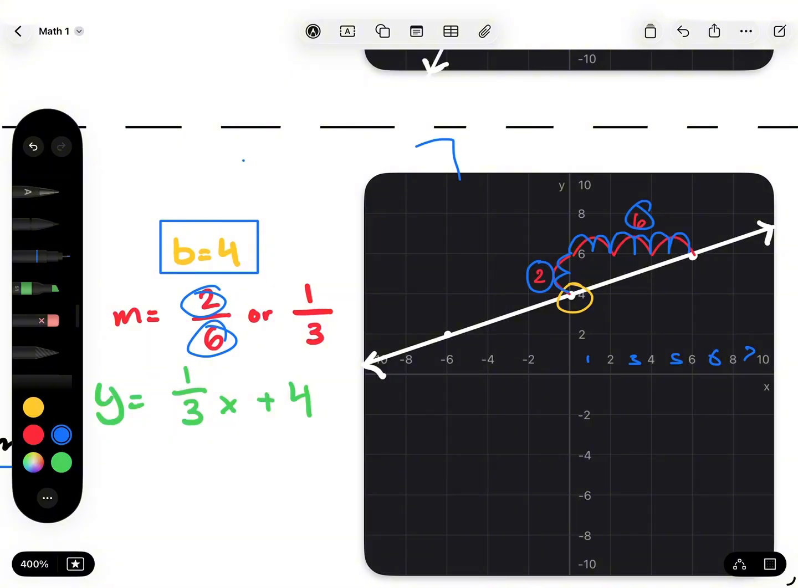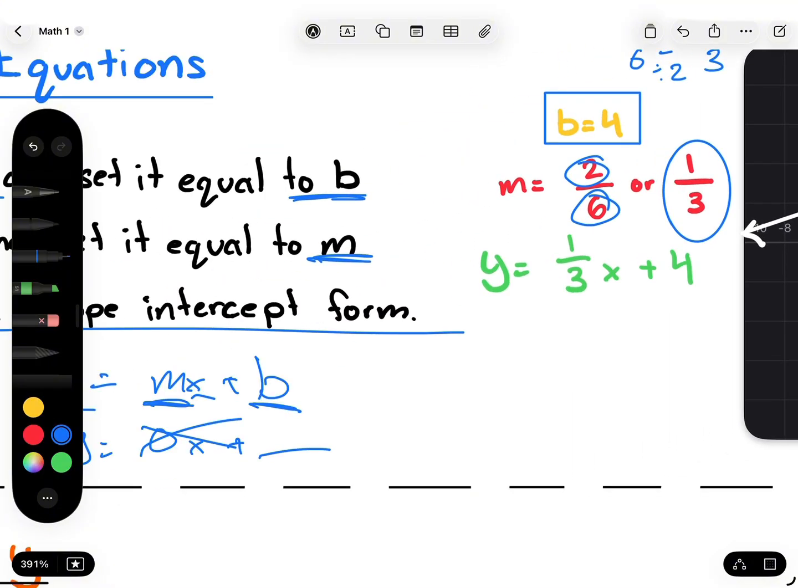And in case you do not remember, 2 over 6 can be simplified to 1/3, because you can divide both sides by 2. 2 divided by 2 is 1, 6 divided by 2 is 3. This gives us our slope. Our rise over run is our slope, and slope is m. So now we rewrite in y equals mx plus b.